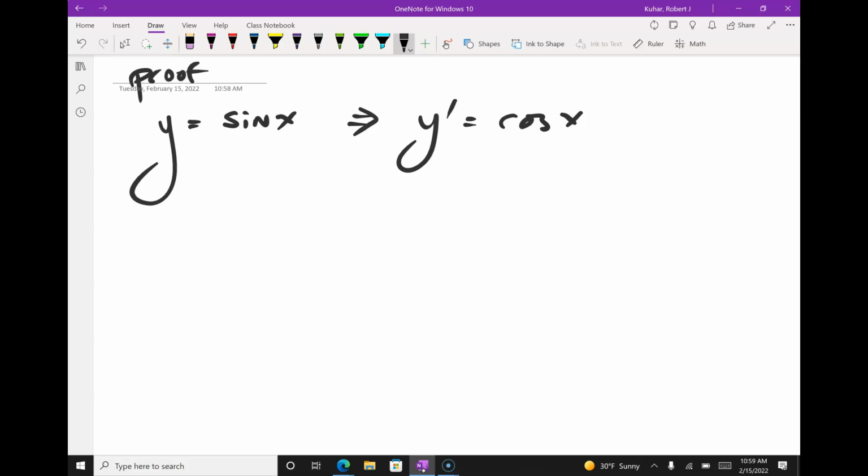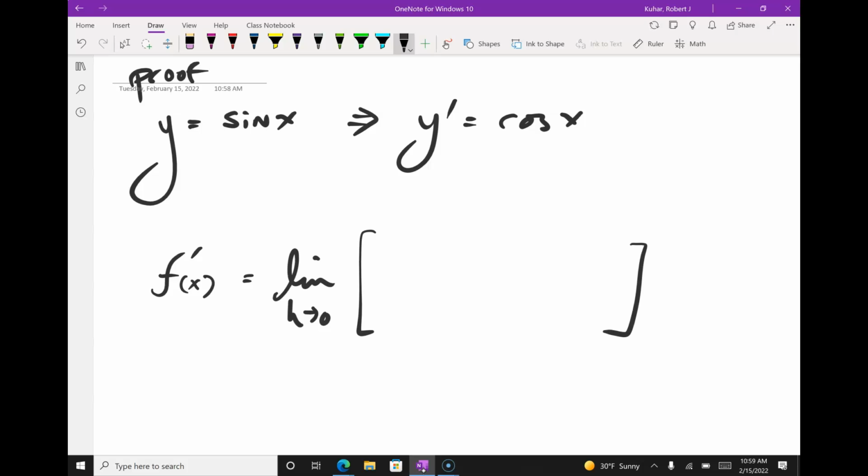So I'm going to look at f prime of x, right, as the limit as h goes to 0 of what? Yeah, sine of x plus h minus sine of x all over h. Everybody with me?